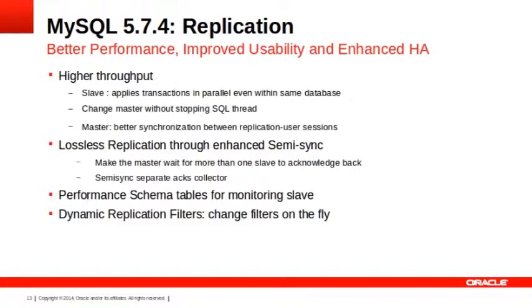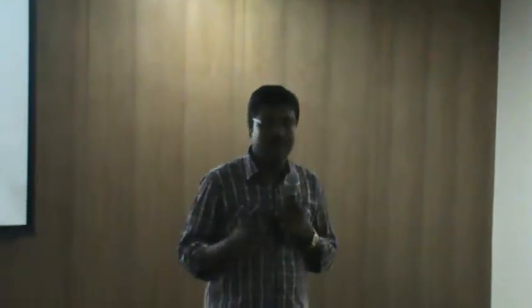Improved replication in 5.7: better performance, improved usability, and enhanced high availability. So how do we achieve all those things? First is higher throughput. This is the MTS feature, multi-threaded slave. That's a 5.6 feature, but 5.6 has an initial implementation where the slave can work in a multi-threaded way. But in 5.7, that got improved in many ways, like multiple threads working on a single database, even on a single table also. I am going to explain how this works. Okay.